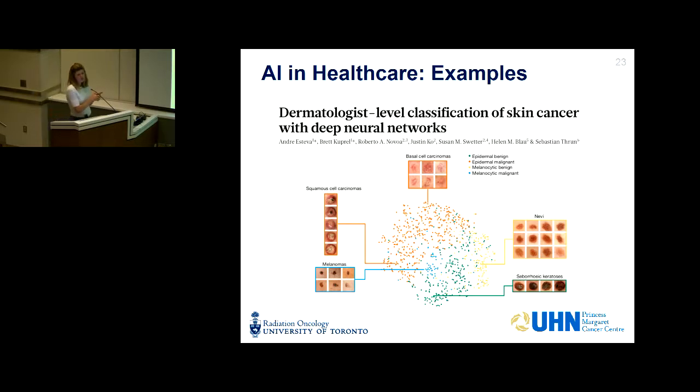So this system in this report actually performs pretty much on par with, in this report, it was 21 expert dermatologists, and the system did as good a job as those dermatologists of discriminating malignant versus benign.